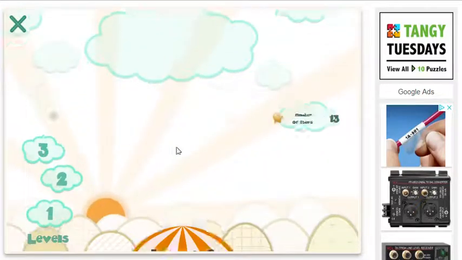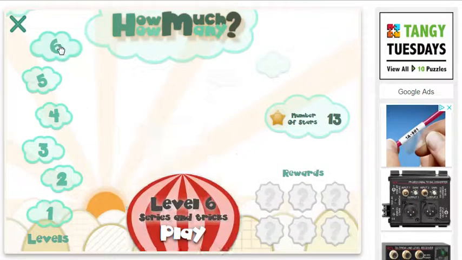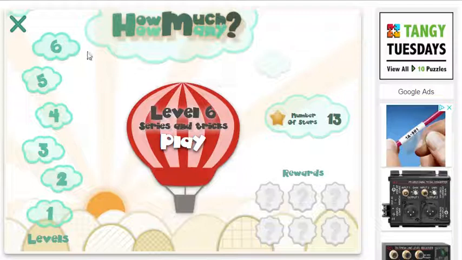So let's go back, let's look at a level 6, which is going to be much more advanced compared to what we just did there. If we look through, this is series and tricks, so this is going to be different types of tricks that we can use to quickly and efficiently group things. On 5, we're working with nested arrays.